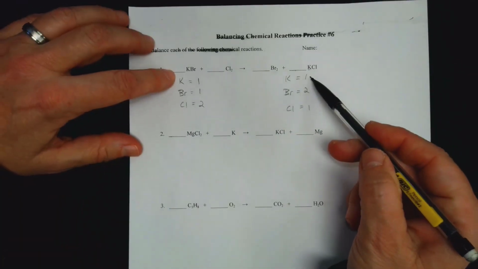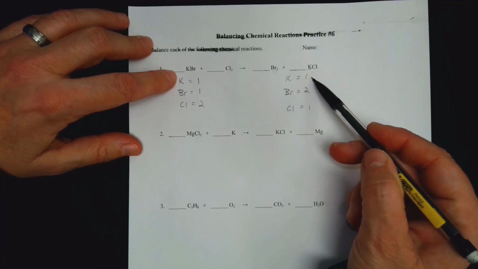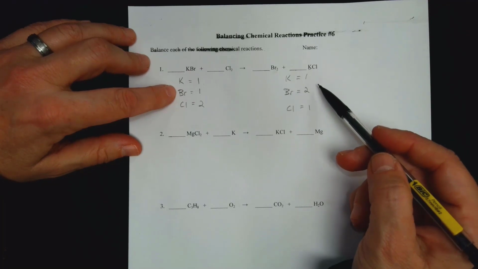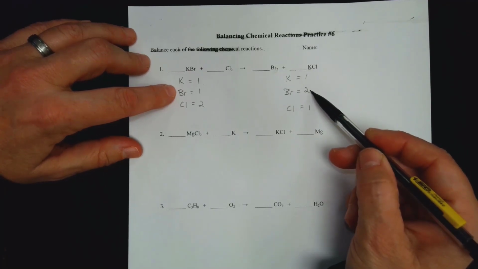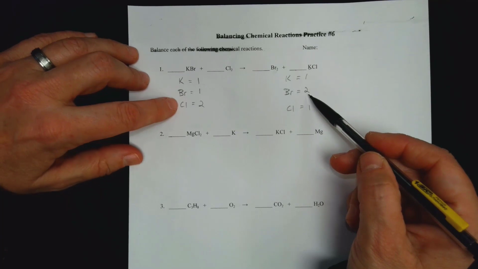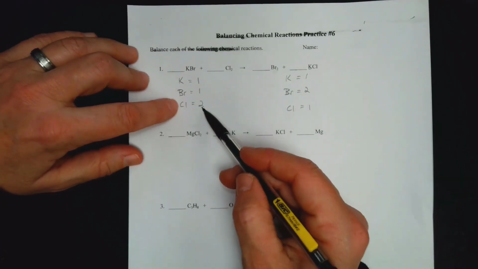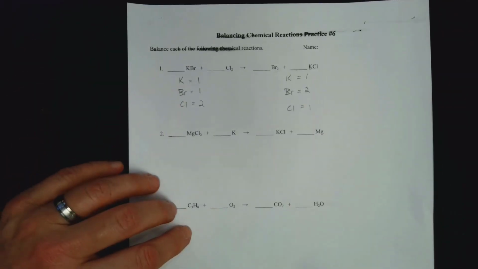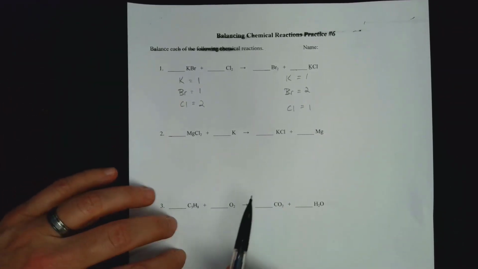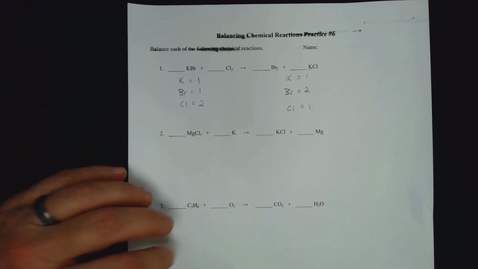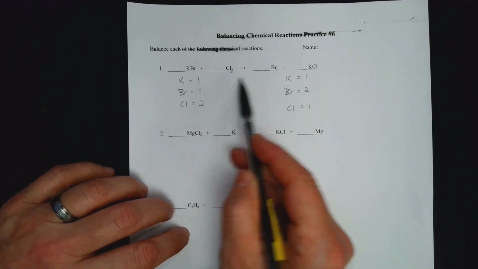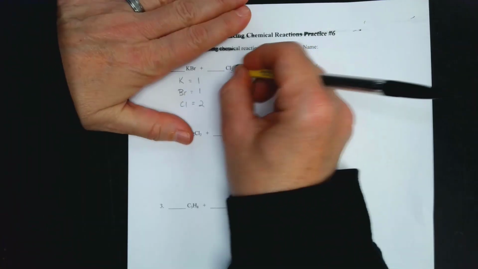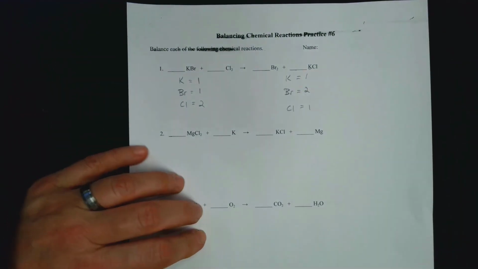I've got one potassium on each side. I've got one bromine on the reactant side, and I have two bromines on the product side. I have two chlorines on the reactant side, and I have one on the product side, so I'm not balanced. Now, when it comes to balancing, you guys, what I need you to remember is that we can't mess with the subscripts. Leave those subscripts alone. The only thing we can do is add coefficients out front, okay?